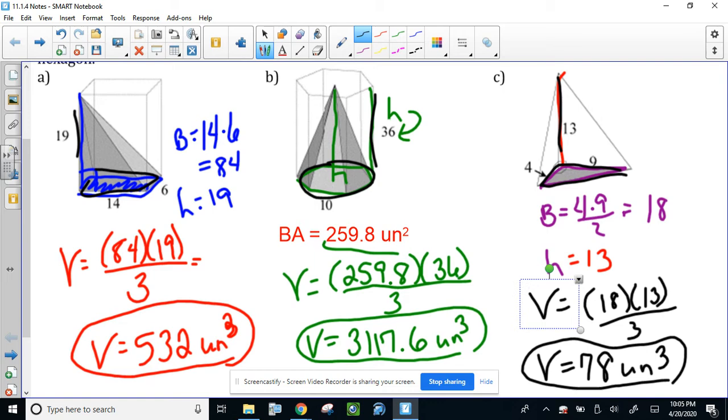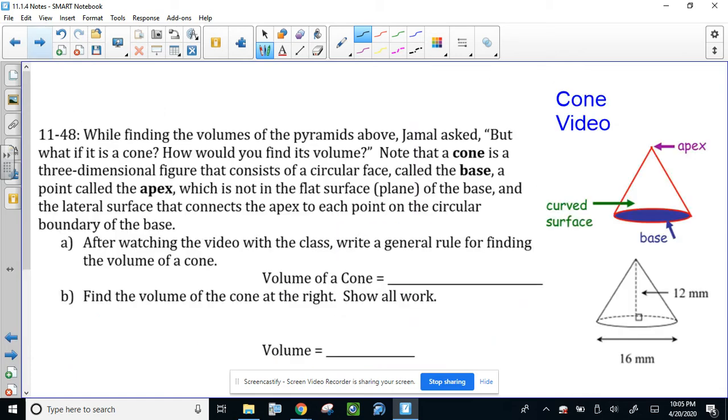So now that hopefully we have a pretty good groundwork for volume of pyramids, how does that affect the volume of a cone? So while finding the volume of the pyramids above, Jamal asked, what if it's a cone? How do you find its volume? Notice a cone is a three-dimensional figure that consists of a circular face called the base.